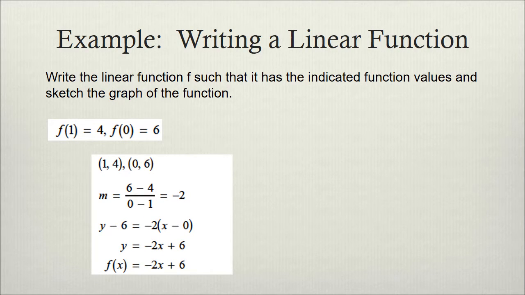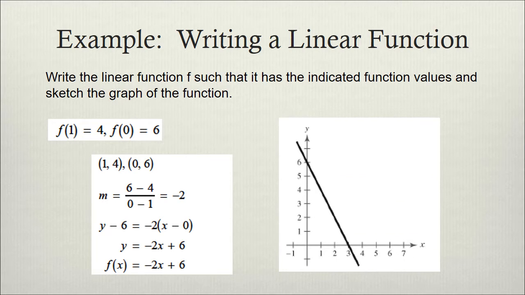So the points we have are (1, 4) and (0, 6). Using our slope formula, we get negative 2 for the slope. And then the easiest point to put into point slope form would be the (0, 6). So we put that in and we get y equals negative 2x plus 6, which means our function is f of x equals negative 2x plus 6. And there's the graph of the function.